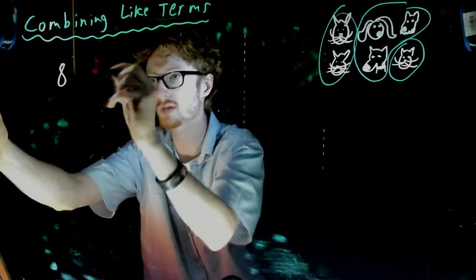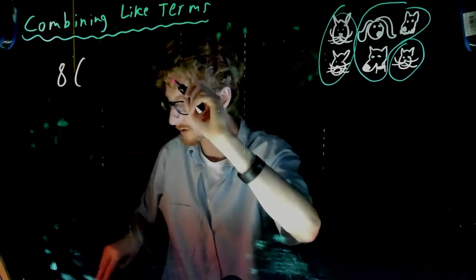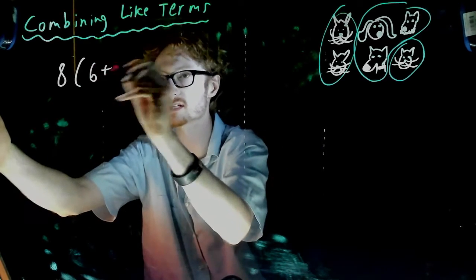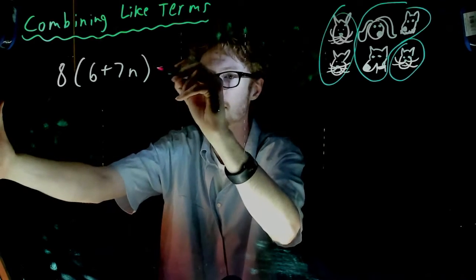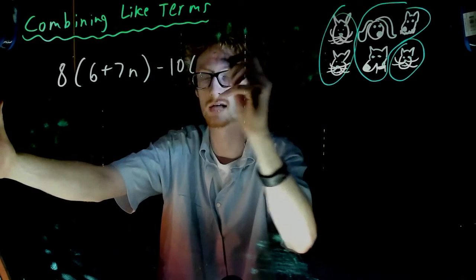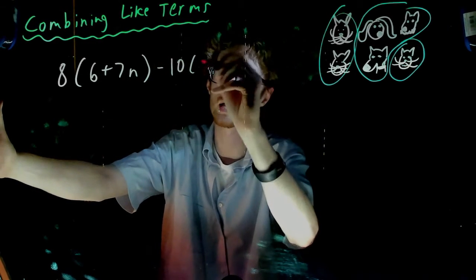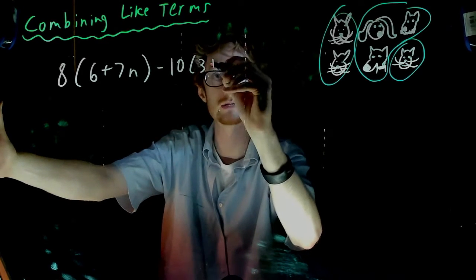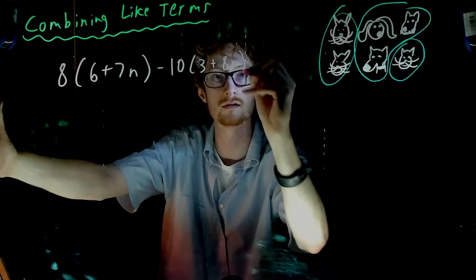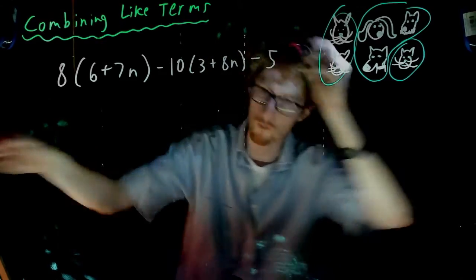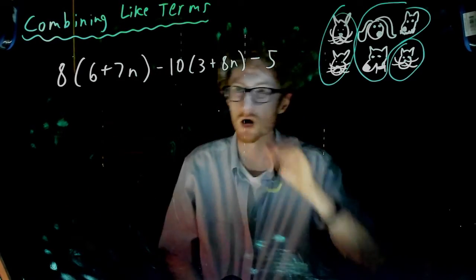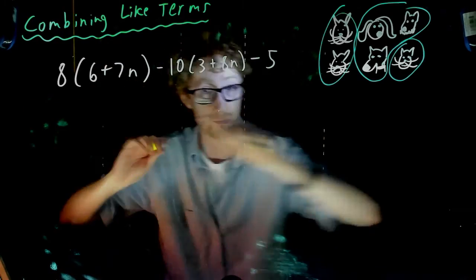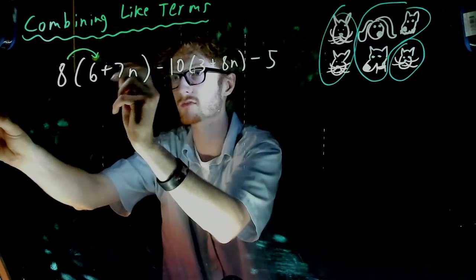So 8, and then in parentheses, we're going to have 6 plus 7n. Again, don't worry about the n. We'll take care of that in a second. Minus 10 times, let's say, 3 plus 8n minus 5. Big one, right? But again, let's break this up into chunks. Remember when we talked about the distributive property, we can take care of this first. Remember we do parentheses first, right?